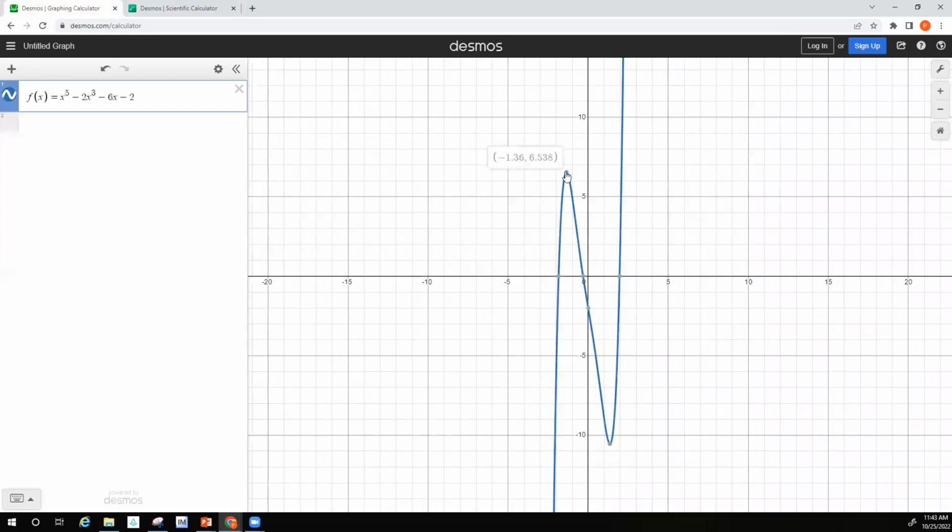Desmos is really nice because you can just click on it and you get those gray points. It tells us where we have our answers. Our relative maximum is at negative 1.36, comma 6.54, and the relative minimum is at 1.36, comma negative 10.53, or 54, sorry.